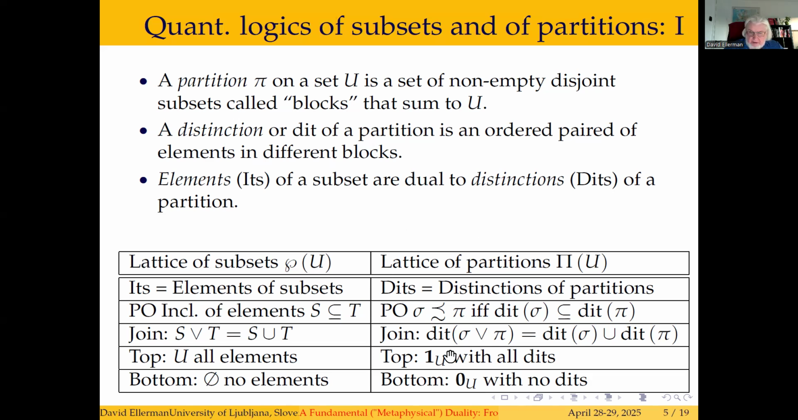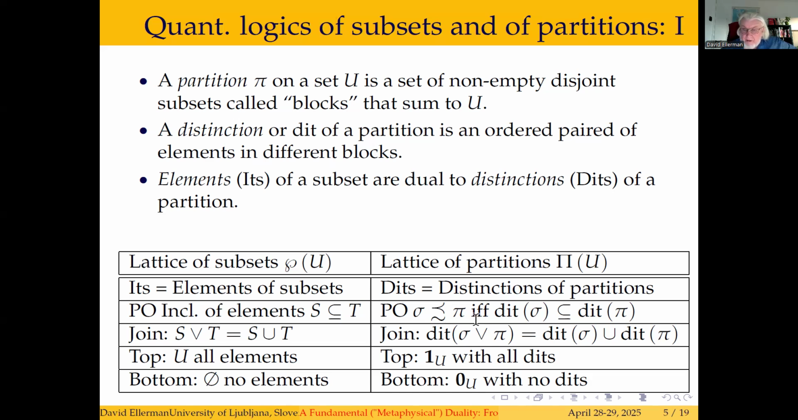So here is a table to convince you that elements are dual to distinctions of a partition. You can see that they play correspondingly dual roles in these two basic lattices: the lattice of subsets, the usual Boolean lattice, and the lattice of partitions. The partial order in the Boolean lattice is just inclusion of elements: S is included in T if all the elements of S are elements of T. And the partial order in the lattice of partitions is called refinement. So with the less refined partition sigma and the more refined partition pi, you take some of the blocks of sigma and break them up into smaller blocks to get the blocks of pi. So every block of pi is totally contained in some block of sigma. That's the notion of refinement.